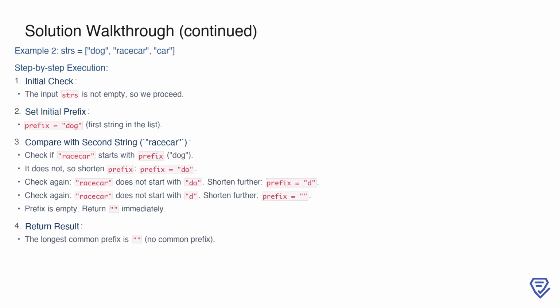In this example, we have a different set of strings, dog, racecar, and car. As before, we ensure the input list is not empty and set the first string, dog, as the initial prefix. We start by comparing this prefix with the second string, racecar. Since racecar does not start with dog, we shorten the prefix to do and check again. It still does not match, so we shorten it further to d. Once again, there is no match, so the prefix is reduced to an empty string. At this point, since the prefix is empty, we can conclude that there is no common prefix among these strings. The function immediately returns an empty string as the result.